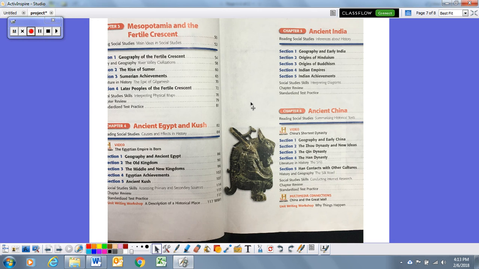Those are the only 4 chapters we need to concern ourselves with, because our poster is only dealing with Mesopotamia, Egypt, India, and China. And what you want to do is read through each of the section titles to see if maybe you see a clue for the word dynasty.